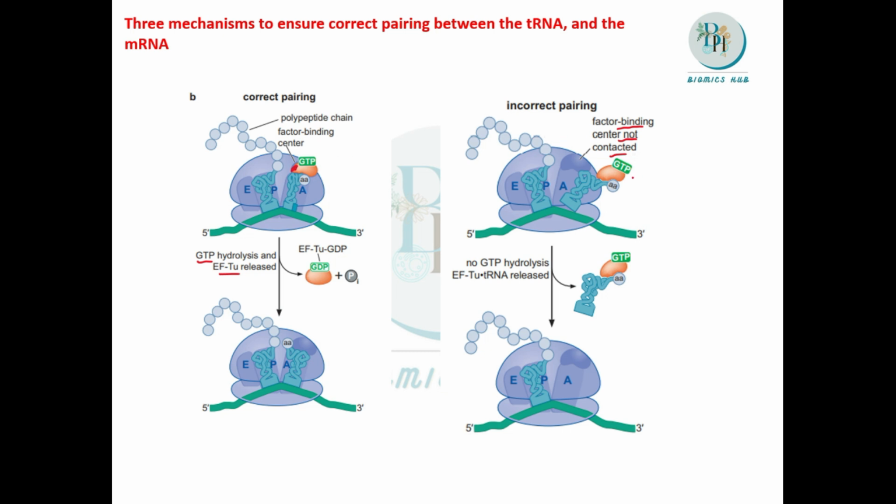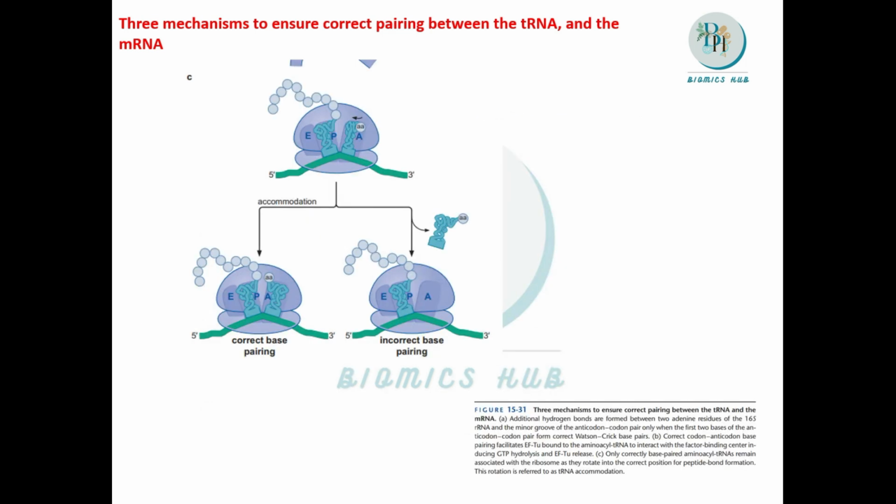If the tRNA is not correct, if the amino acid which is present in this tRNA is not complementary to this mRNA, it cannot bind because it is not connected with the factor binding center. So there will be no GTP hydrolysis, and this EFTU will be released in the GTP form. There will be no GTP hydrolysis, and there will be no transfer of the amino acid.